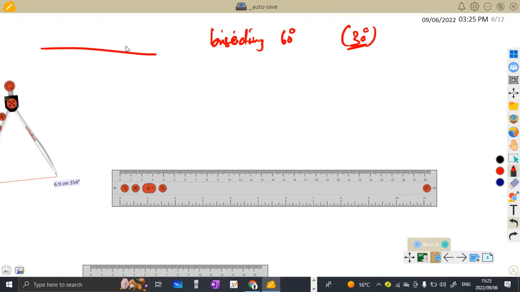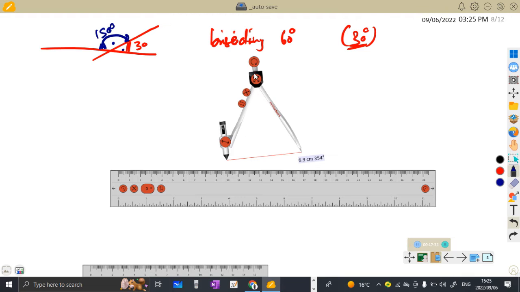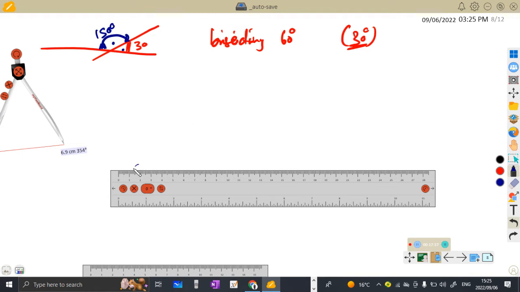If you construct an angle of 30 degrees like this, you are also constructing an angle of 150 degrees on the other side here, because remember, this is a straight line, and we said angles on a straight line add up to 180 degrees. So if this is 30, this is also 150 degrees. So how do I construct that? Okay, so let's forget about this for the meantime.